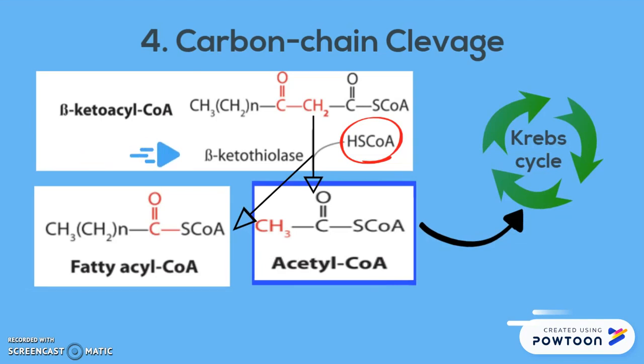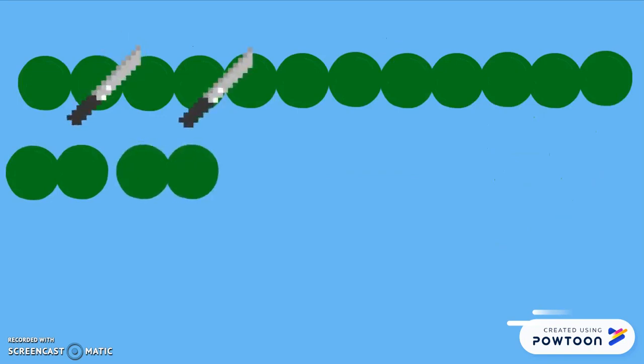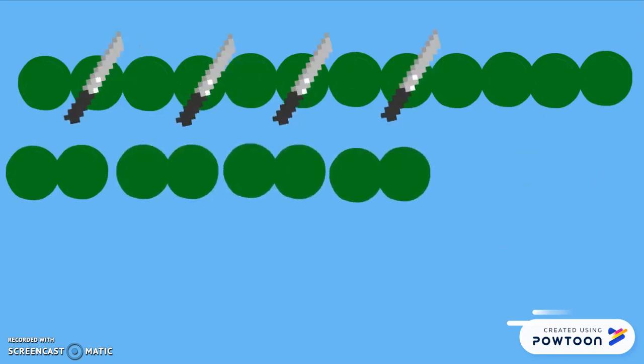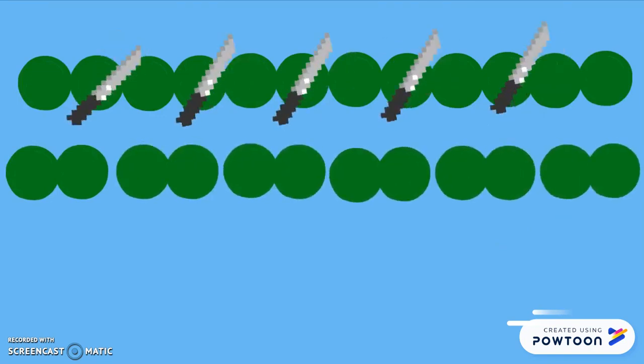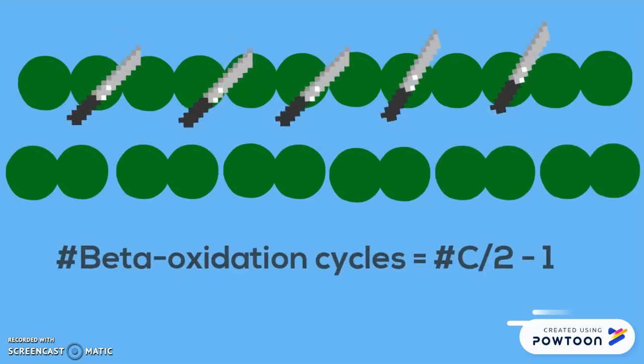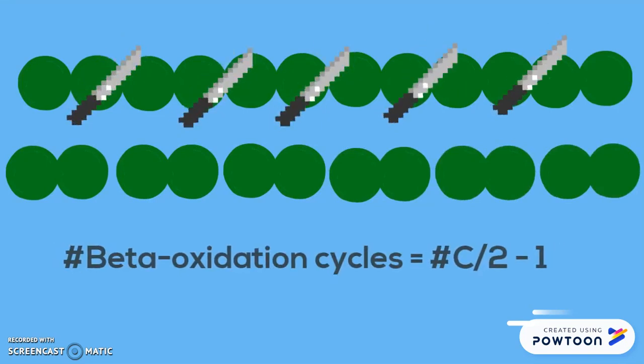The general equation to calculate the number of beta oxidation cycles that can take place in a fatty acid chain is the number of carbons of a fatty acid divided by 2, minus 1.